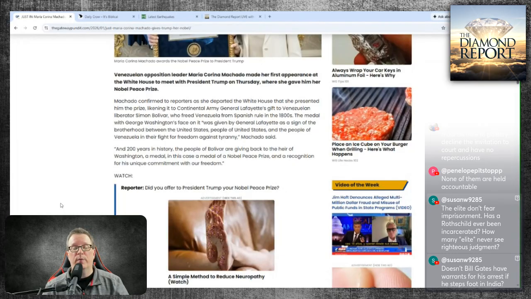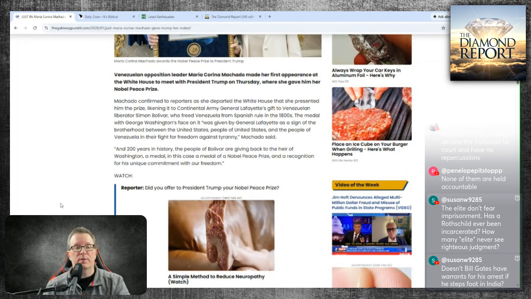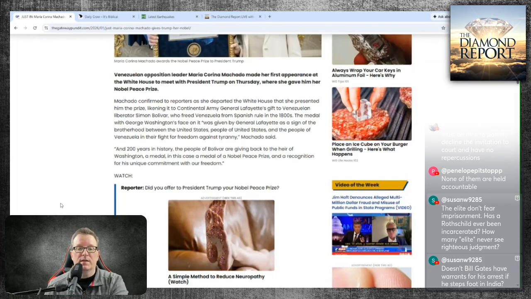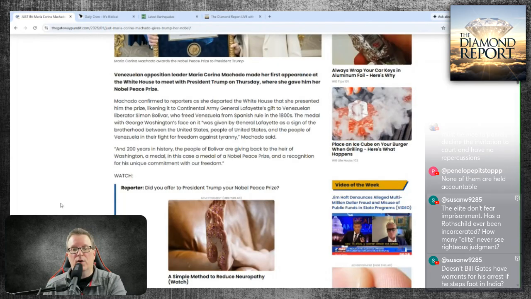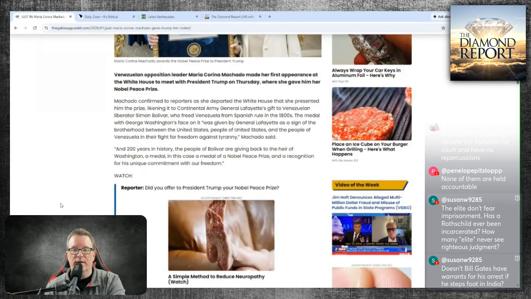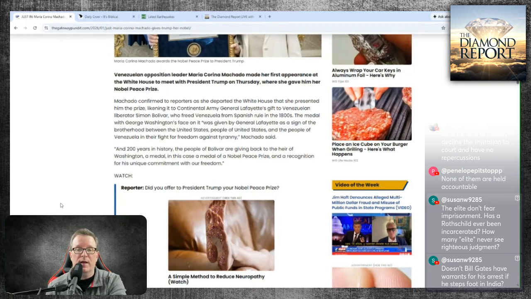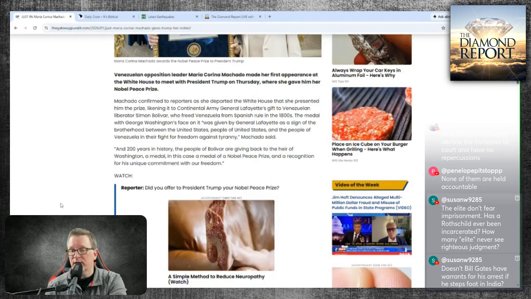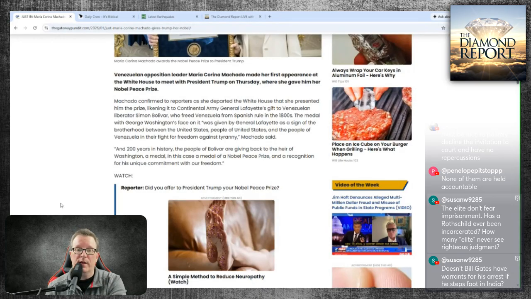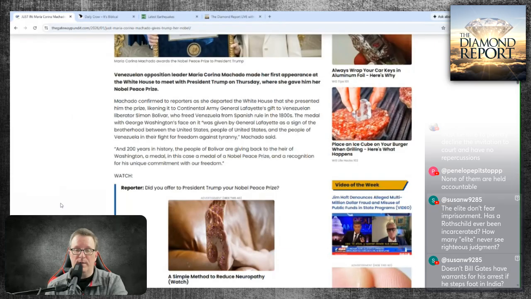Machado confirmed to reporters as she departed the White House that she presented him the prize, likening it to Continental Army General Lafayette's gift to Venezuelan liberator Simon Bolivar, who freed Venezuela from Spanish rule in the 1800s. The medal with George Washington's face on it was given by General Lafayette as a sign of the brotherhood between the United States, the people of the U.S., and the people of Venezuela for their fight for freedom against tyranny.